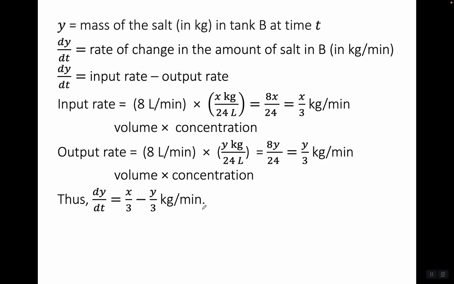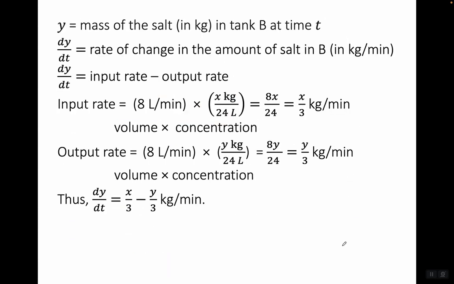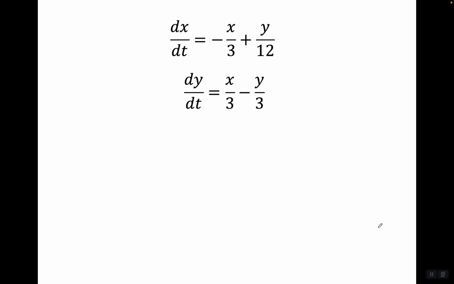What's the rate at which salt is flowing out of tank B? Well, the output rate is 8 liters per minute, because again, you've got 2 liters flowing into tank A, and you've got 6 liters going down the drain. So a total of 8 liters per minute is leaving tank B. The concentration of salt in tank B is going to be Y over 24. Multiply it together and get 8Y over 24, in other words, Y over 3 kilograms per minute. So dy/dt is the input minus the output. It's X over 3 minus Y over 3 kilograms per minute. So this is our answer. That's our system of differential equations for X and Y.